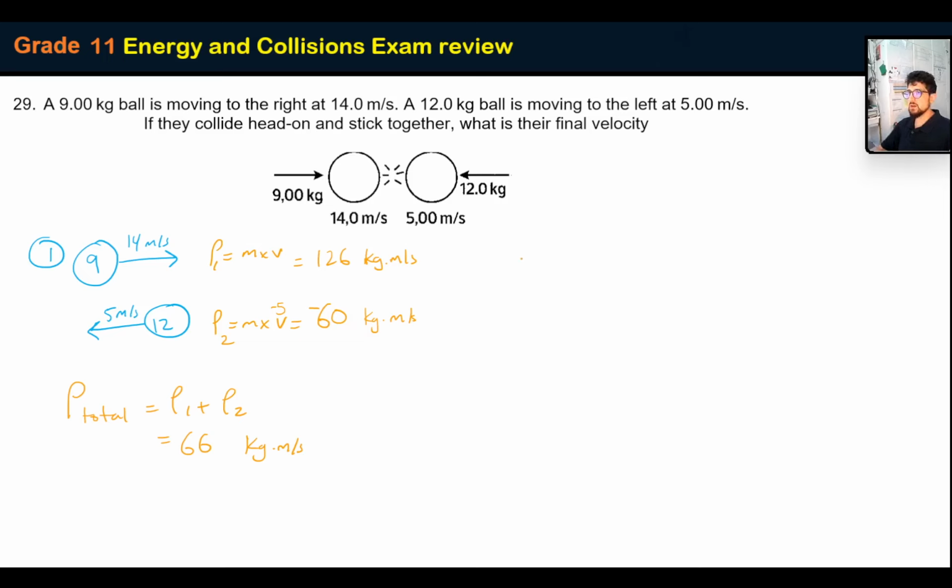So what do we do with that now? There's step 2, and step 2 is going to be find the velocity of both objects combined. P is equal to mass times velocity.